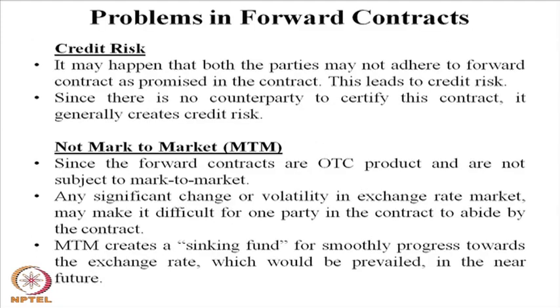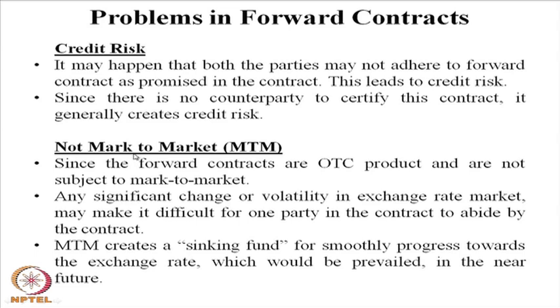So, what are the forward rate problems? Forward contract has a lot of problems, because it may happen that credit risk will be very high. Why credit risk will be very high? Because the authorized dealer may not adhere to the contract. Suppose there is significant appreciation or depreciation, the authorized dealer may not be in a position to adhere to the forward contract. So, there is a credit risk for the authorized dealer in case of forward contract.